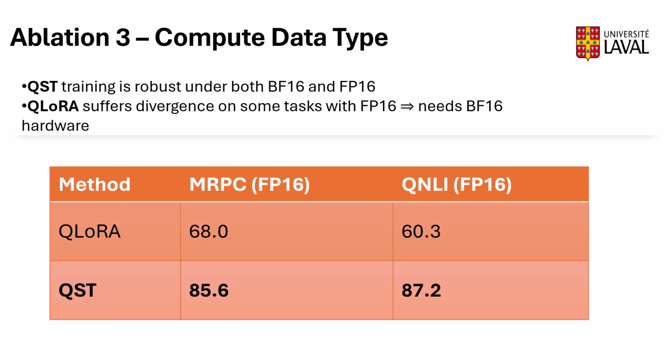The third ablation studies the effect of the compute data type during training. They find that QST remains stable whether using BF16 or FP16. In contrast, QLoRA struggles when trained in FP16 with significant drops in accuracy. For example, on the MRPC task, QLoRA drops to 68%, while QST maintains 85.6%. This shows that QST is more robust and does not require BF16-only hardware to work well.